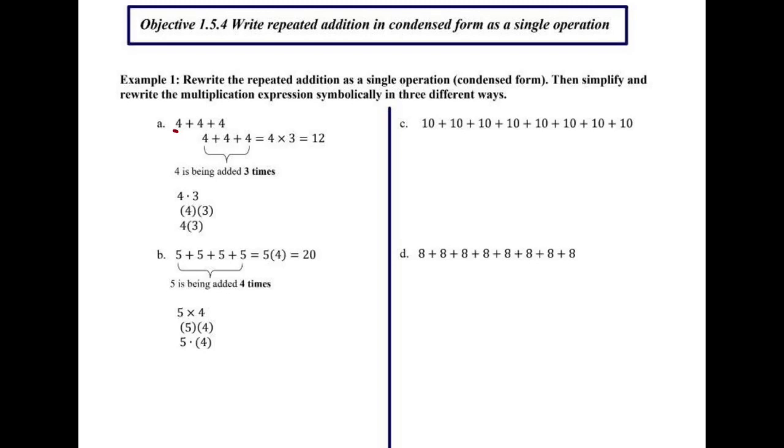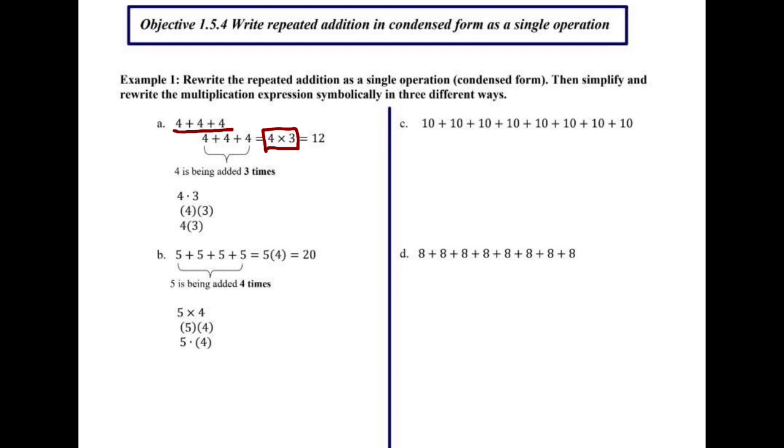Okay, so here is the first problem. 4 add 4 add 4. Since it's the same number 3 times, we're going to say it's 4 times 3. Okay, so 4 is repeated 3 times. 4 times 3 then would equal 12.